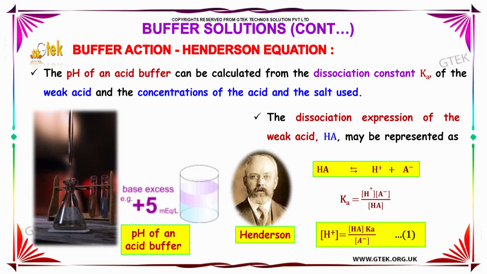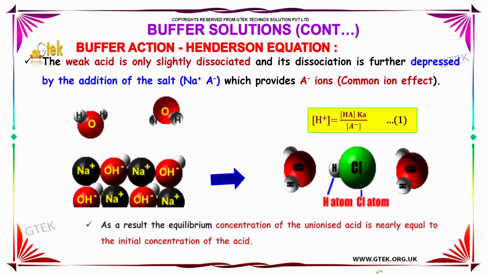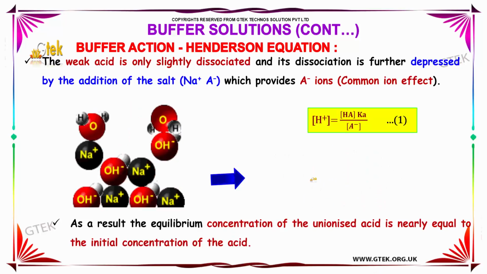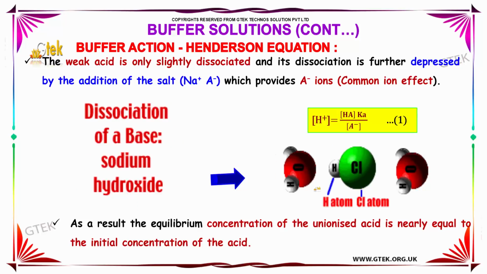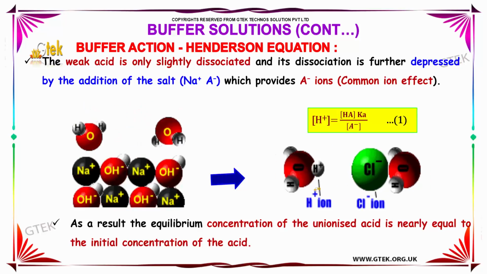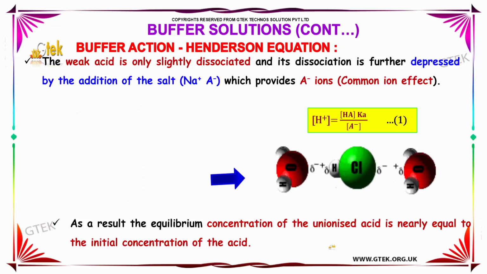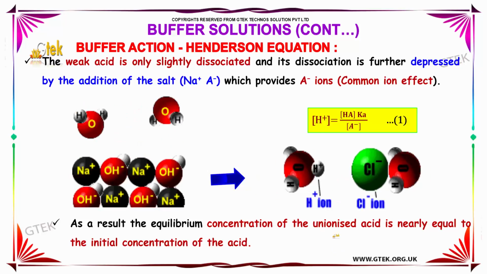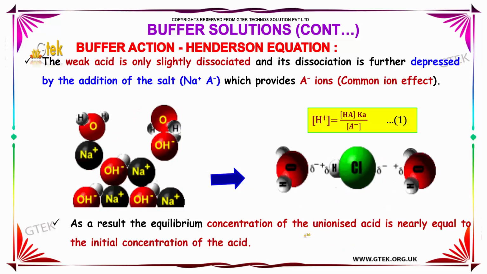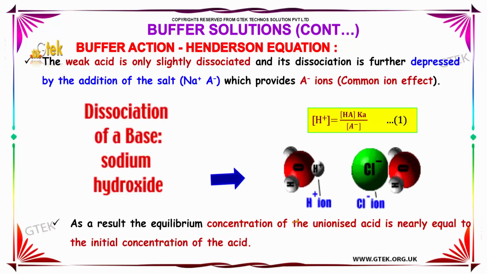So here is Henderson. He derived this equation, that is the dissociation expression. So H plus equals HA into Ka divided by A minus. The weak acid is only slightly dissociated and its dissociation is further depressed by the addition of the salt Na plus A minus, which provides A minus ions, that is the indication of common ion effect.